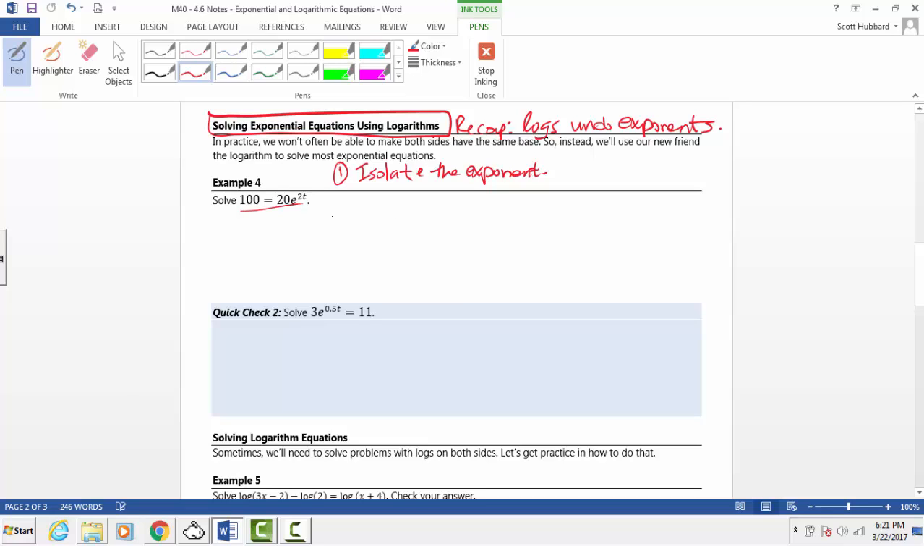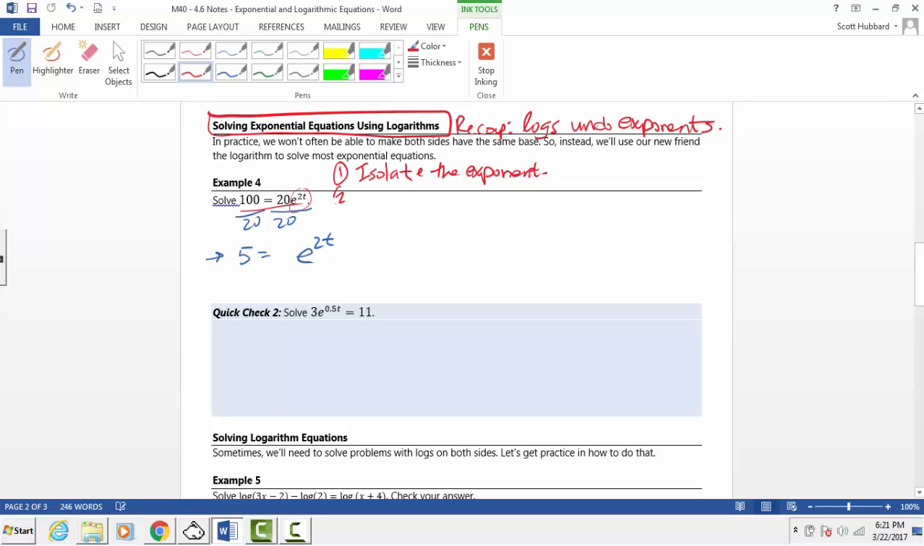Okay, so what do I mean by that? Let me show you. So here I want to get my hands alone on e to the 2t. So what I'm going to have to do is divide both sides by 20. And so I'm going to get 5 is equal to e to the 2t. So that's step 1.